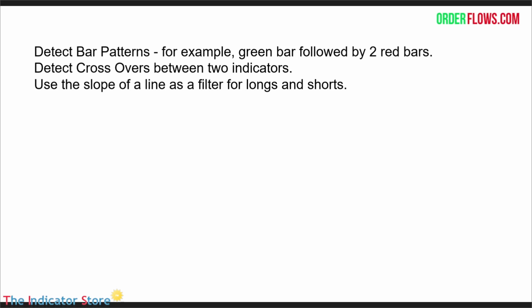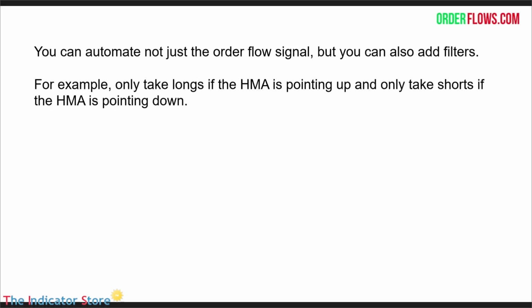Basically, if you have a moving average, like the HMA, the Hull moving average, which is a nice one to use, you're only going to take shorts in the direction that the HMA is moving. So you only take shorts if it's moving down, and longs if it's moving up. You can add filters to the order flow signal, and that can filter out trades that you probably don't want to be taking.